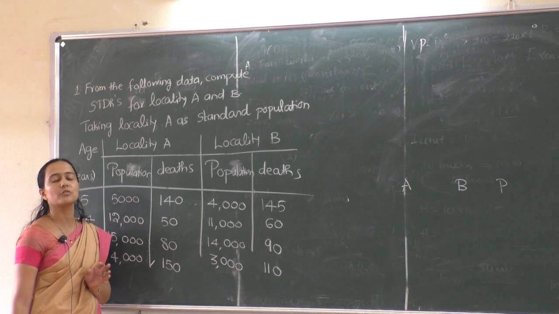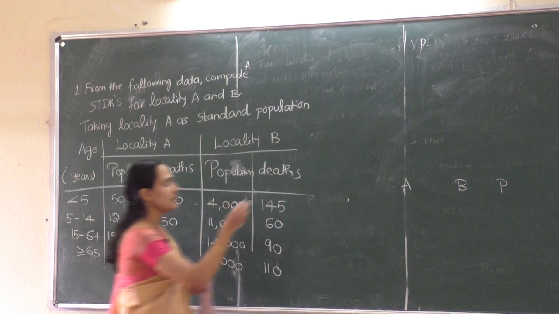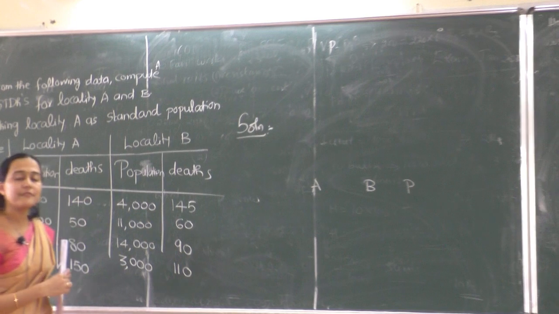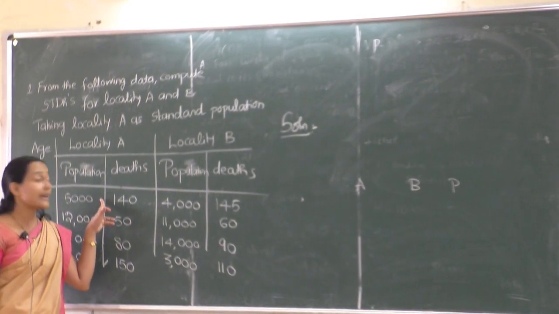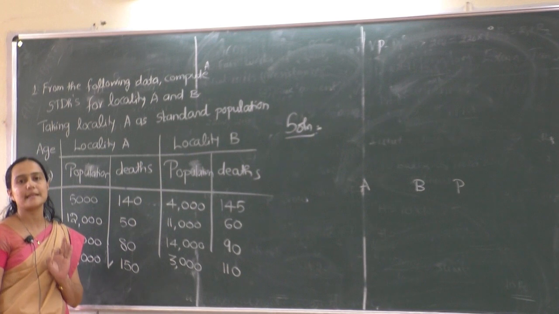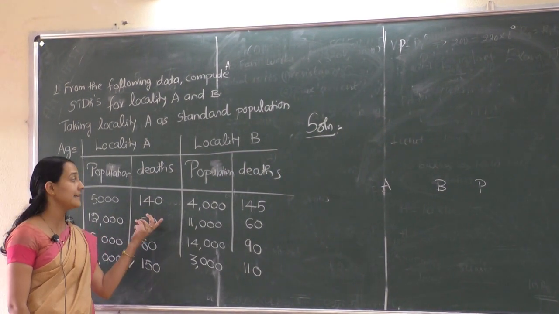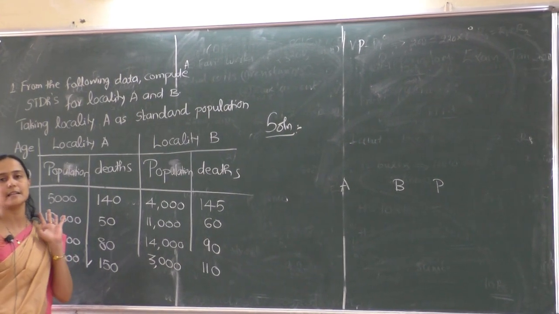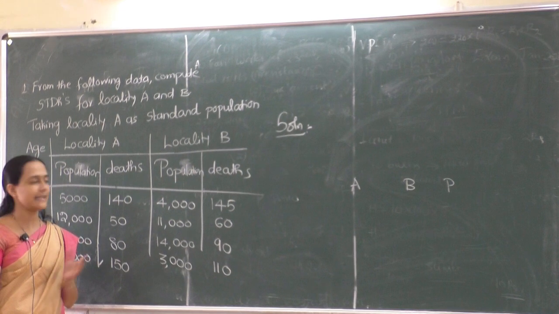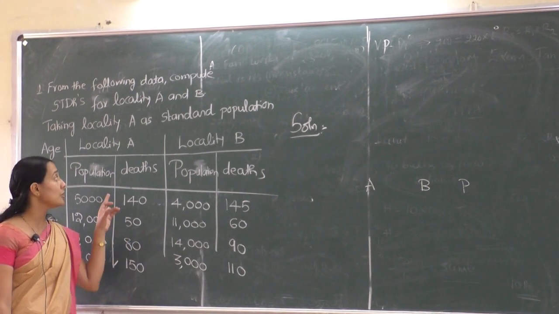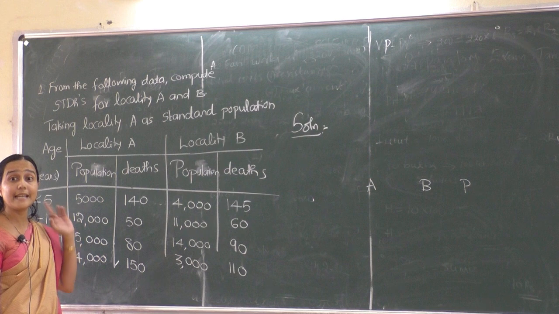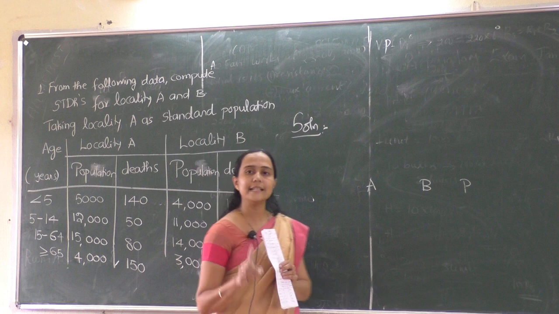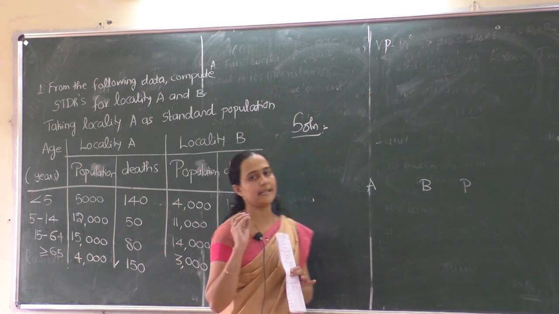In such questions, how to find the STDR? See, since A itself is the standard population, locality A's STDR is the same as its CDR. This is the shortcut method: whichever population is given as the standard population, its STDR is the same as its CDR. No need to compute STDR by taking ASDRs and all. So locality A is the standard population, and STDR of A is the same as CDR of A.